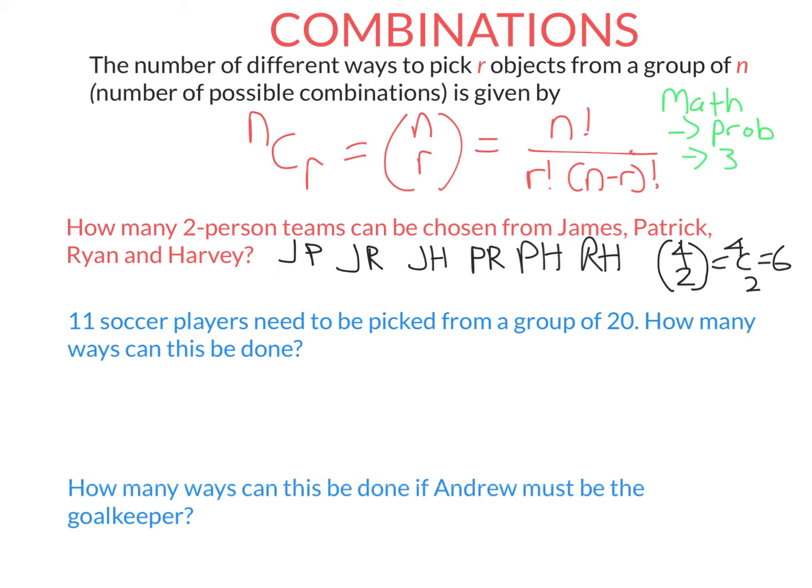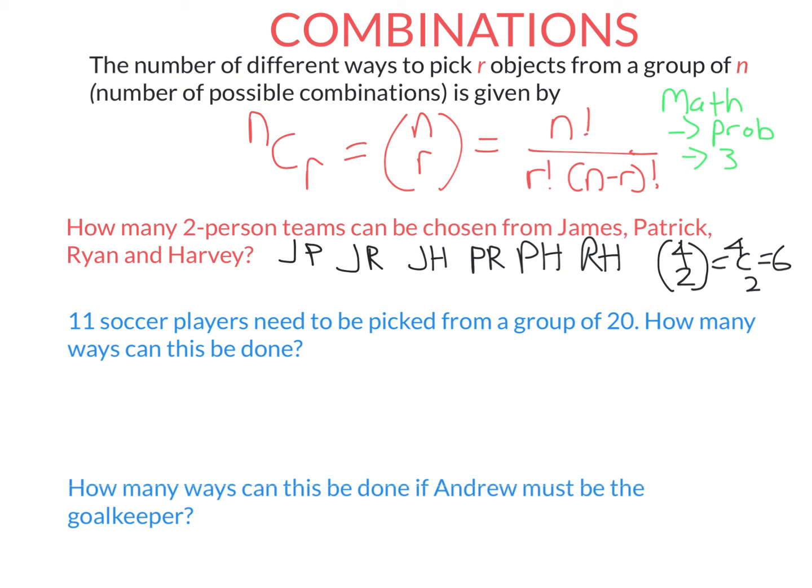James and Patrick is different to James and Ryan, so each of these is a different way. And of course, here the order doesn't matter. It wouldn't matter if we wrote Patrick and James. That's the same as James and Patrick. That's considered the same outcome. So 6 possibilities, and our calculator can do that for us.